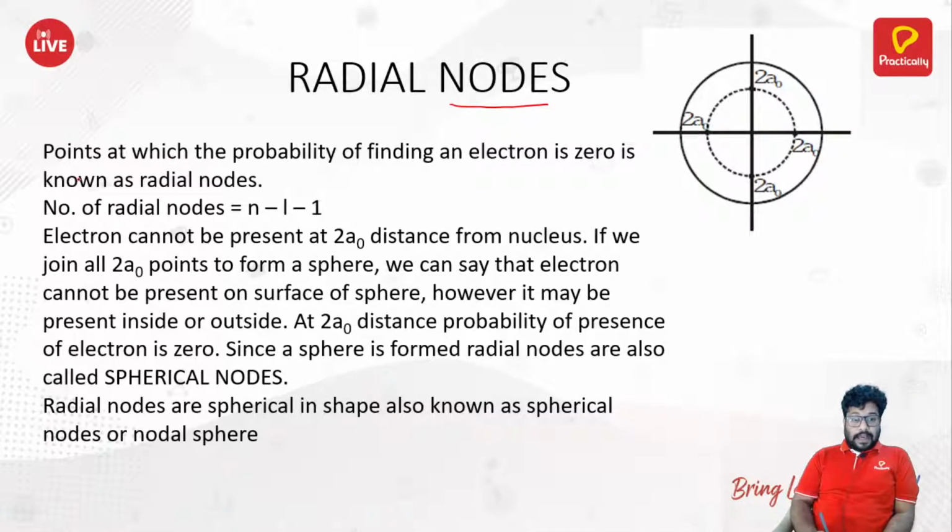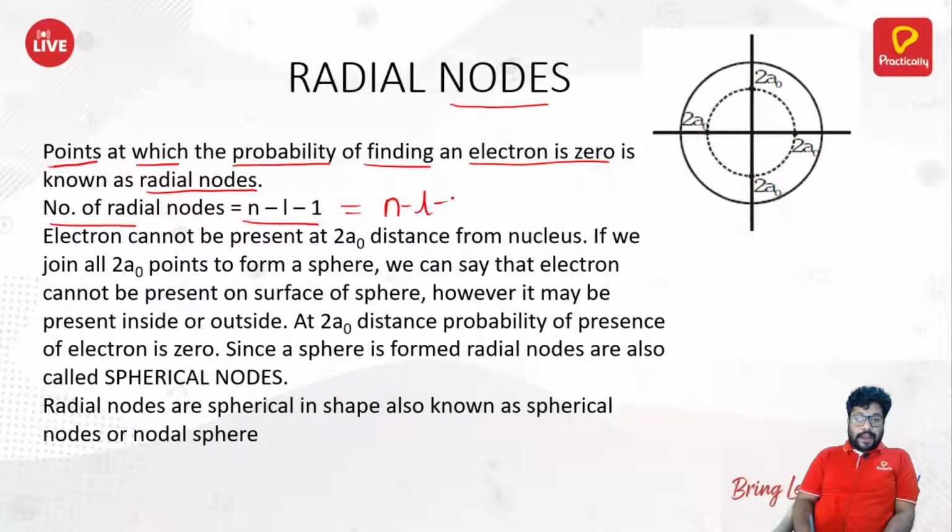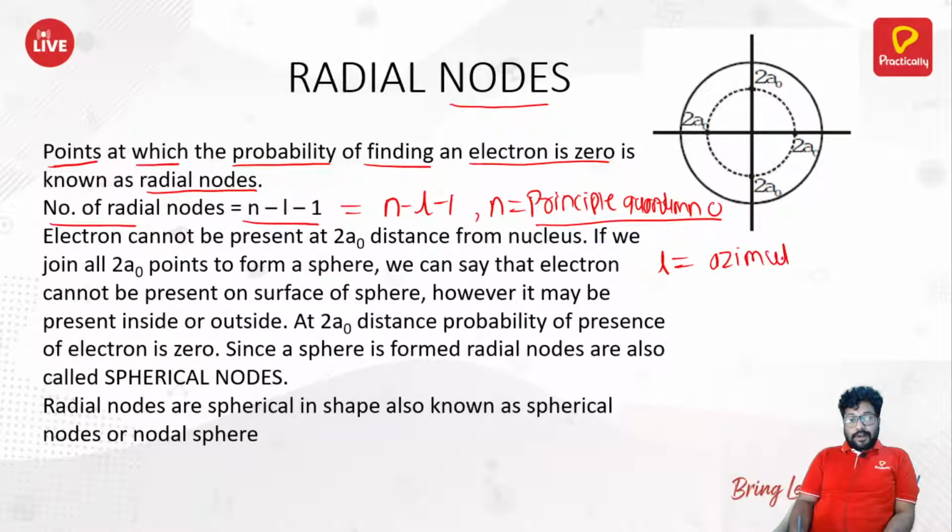Okay. So I was saying the points at which probability of finding an electron is 0 is called as radial node. Now number of radial nodes is equal to n minus L minus 1. What is n? Remember principal quantum number? N is principal quantum number. What is L? L is azimuthal quantum number. We had seen all of this in the last lecture, remember?